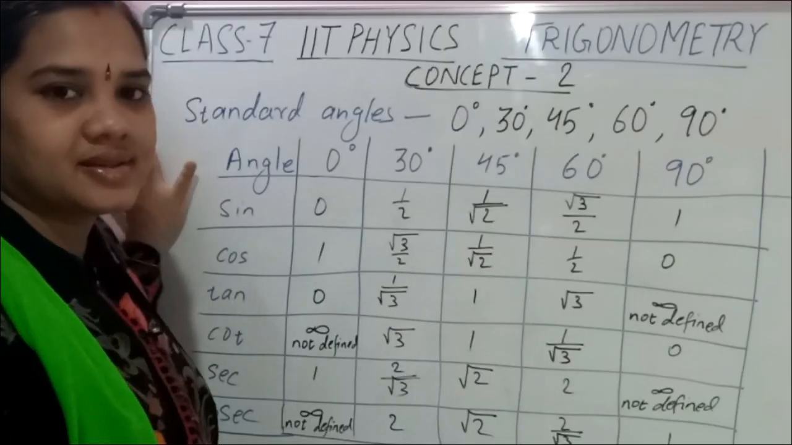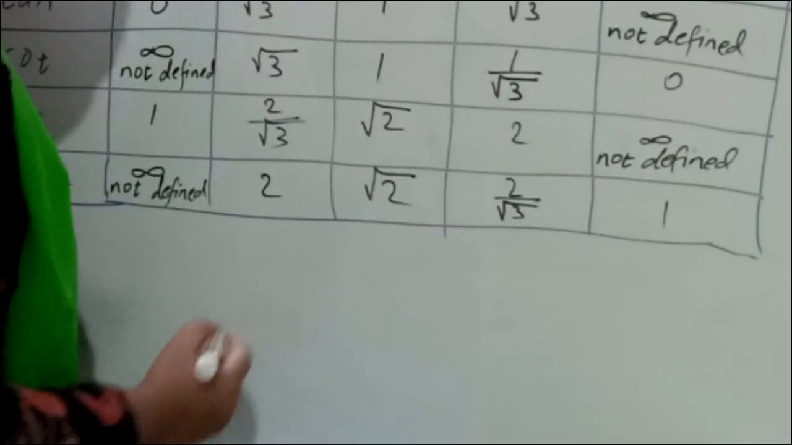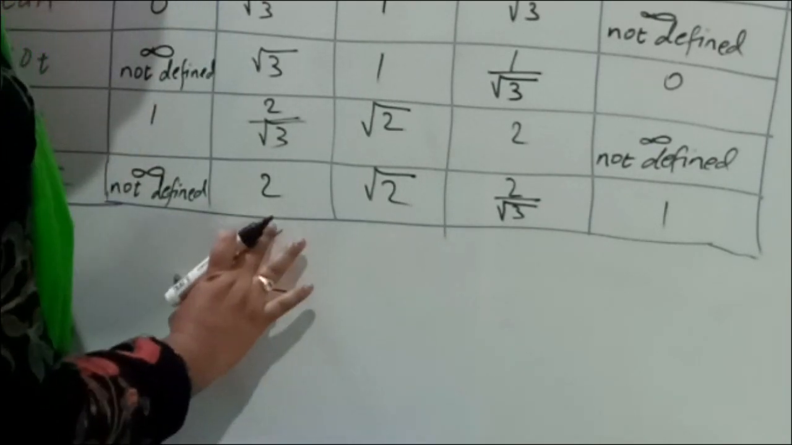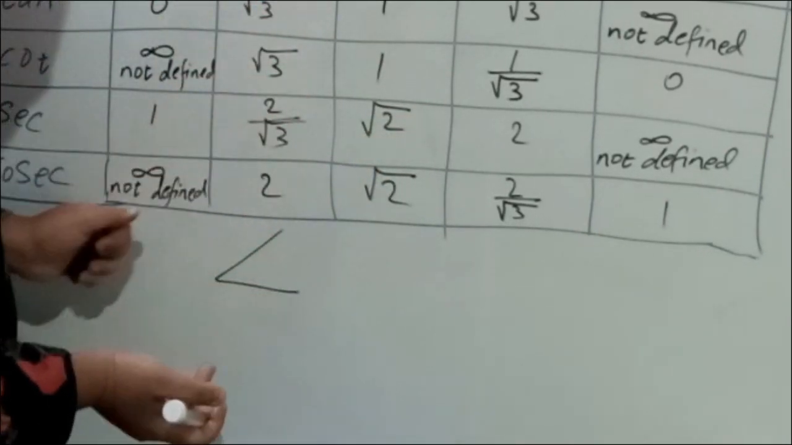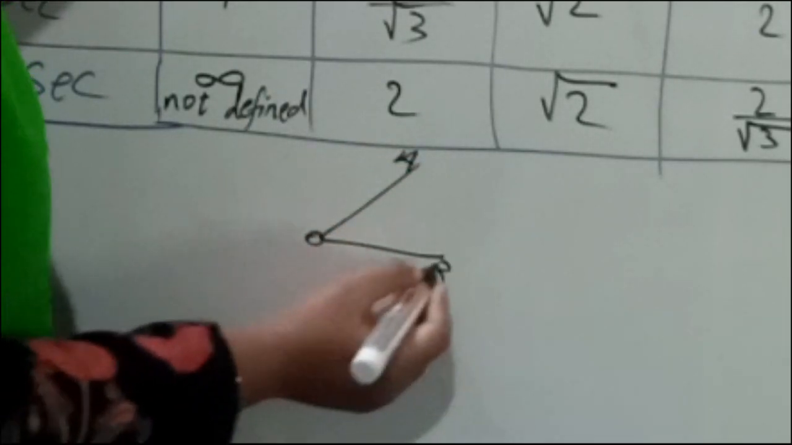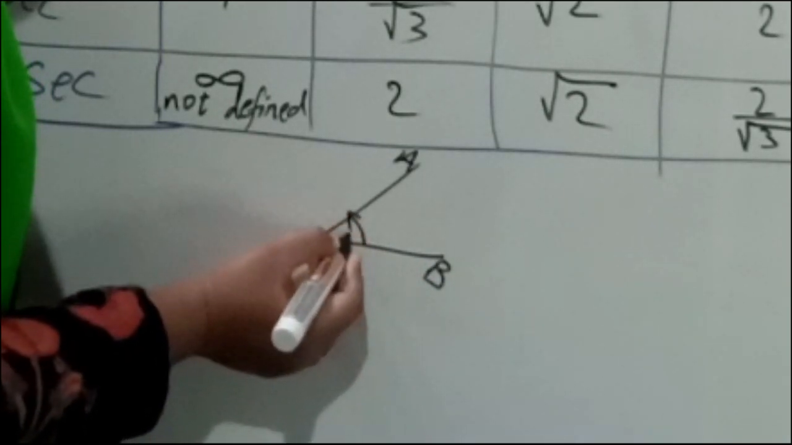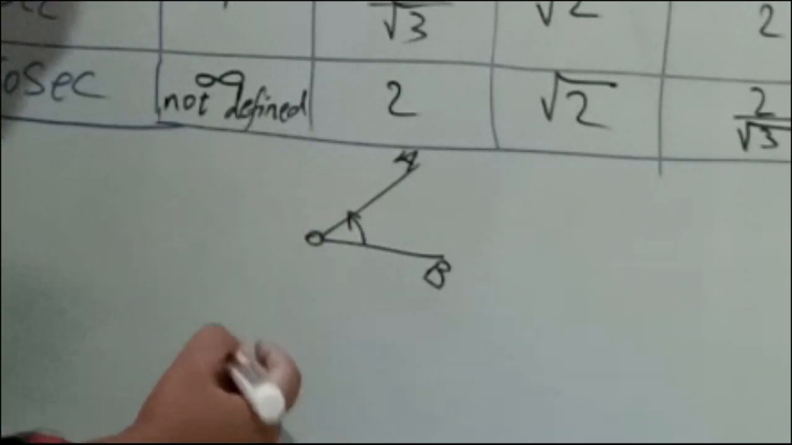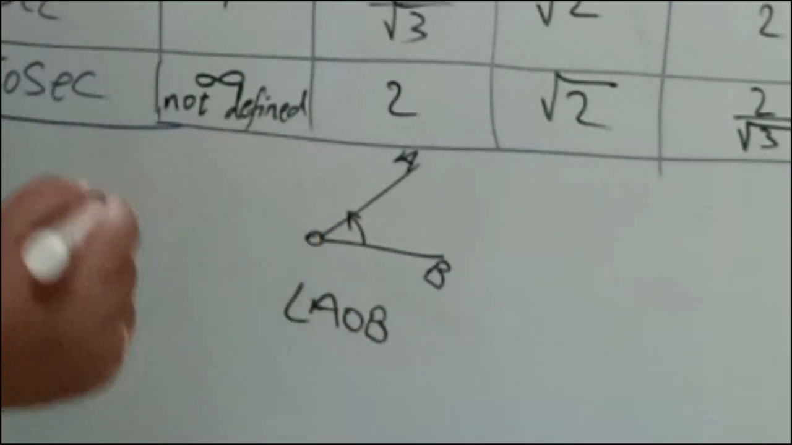First is standard angles. Angle, what is an angle, children? You know angle. See, this is one side and this is another side. Two different sides meet at a common point. This one side is AO, and this is another side BO. Both are meeting at point O, and here they form an angle. This is called the vertex. O is the vertex. The name of the angle is AOB.